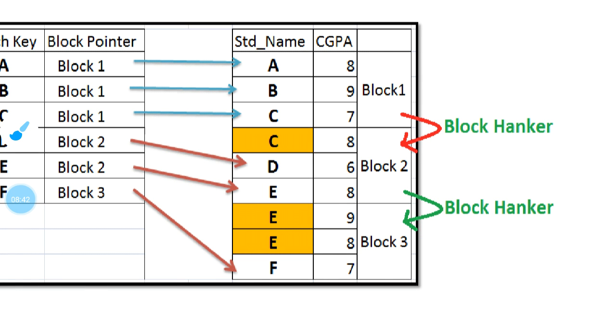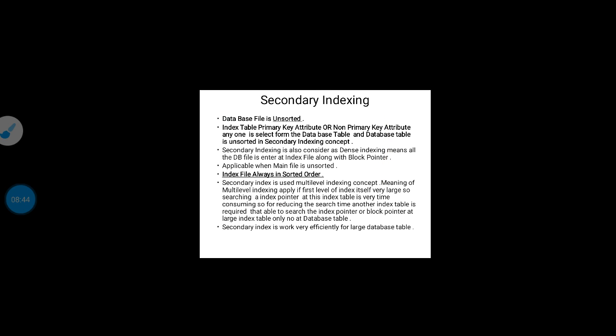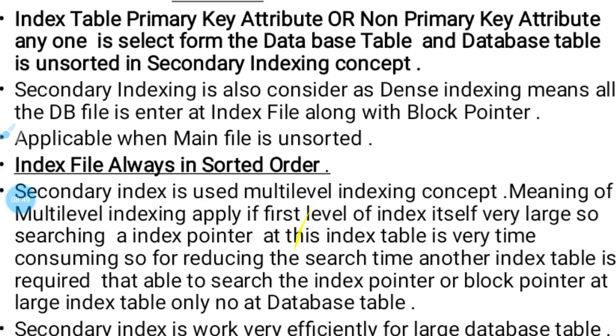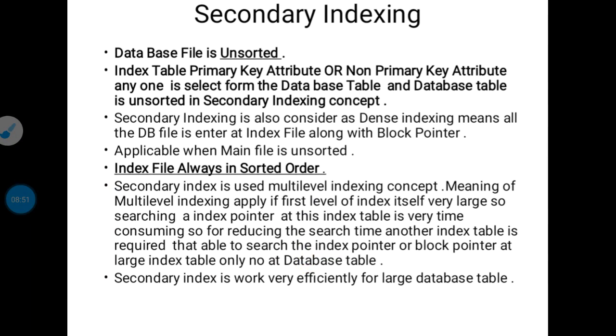So now next is secondary indexing. In secondary indexing, the database file is unsorted. This is the key and important point for secondary indexing. In the previous indexing types, like primary indexing and cluster indexing, the data file created by the user is sorted, but here secondary indexing only entertains the unsorted file.